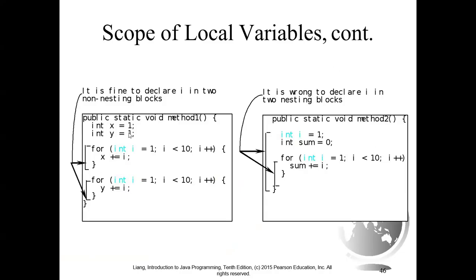Okay, this is also talking something about the nested loop. He says that it is fine to declare i in two non-nested blocks. As we can see, the first block, we have an i. The second block, we still have an i. That's because they belong to different blocks. And it is wrong to declare i in two nested blocks. The first block, there is an i there. However, in the nested block, there is another i there. It is wrong.